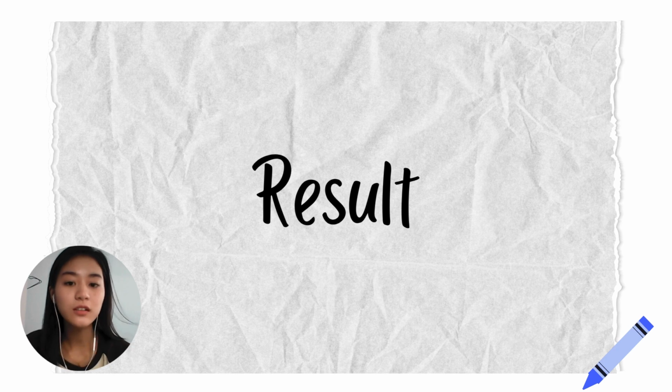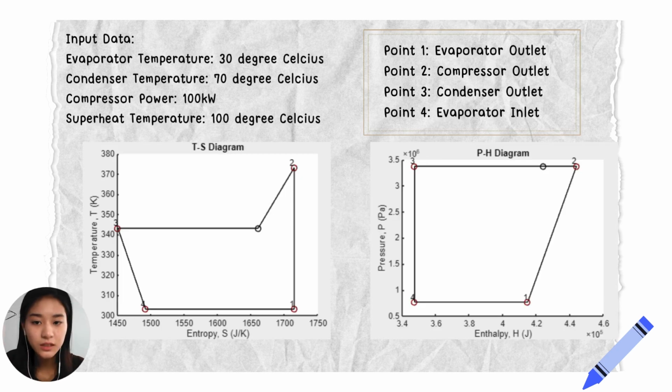Hi everyone, so now I will explain the result. We have put some data into the simulation. For evaporator temperature, we put 30 degrees Celsius, 70 degrees Celsius for condenser temperature, 100 kilowatts for compressor power, and 100 degrees Celsius for superheat temperature.